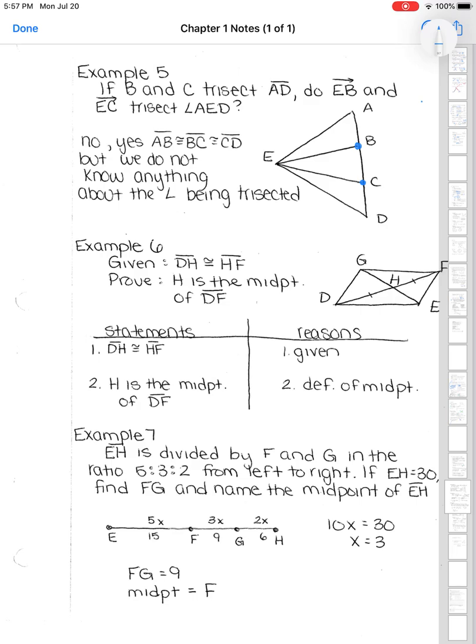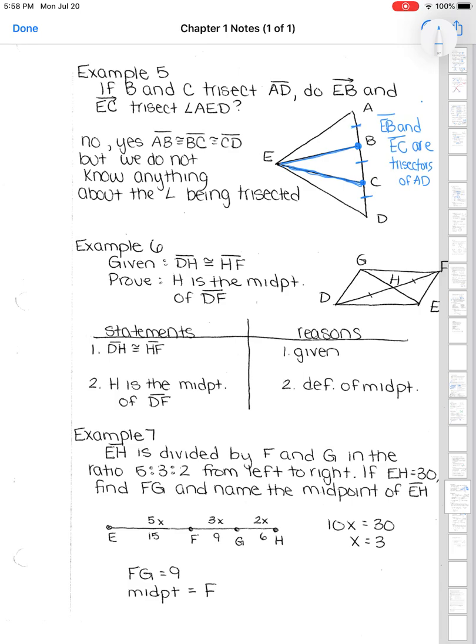All right, it says if B and C trisect AD, do rays EB and EC trisect angle AED? So if we know that B and C trisect, we know that AB is congruent to BC, which is congruent to CD. Okay, we know that EB and EC are trisectors of AD. So let me add that. So EB and EC are trisectors of AD.